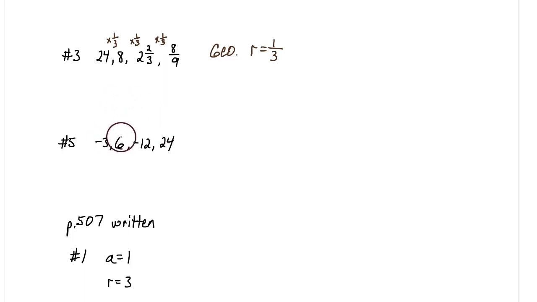Number 5, from -3 to 6, it's adding 9. From 6 to -12, it's subtracting 18. So we can see already, just looking at the first couple terms, that it's not arithmetic. There's not a common difference. Now what about a common ratio? From -3 to 6, you would have to times by -2. From 6 to get to -12, you would times by -2. From -12 to 24, you times by -2. So this is geometric. There's a common ratio, and it is -2.